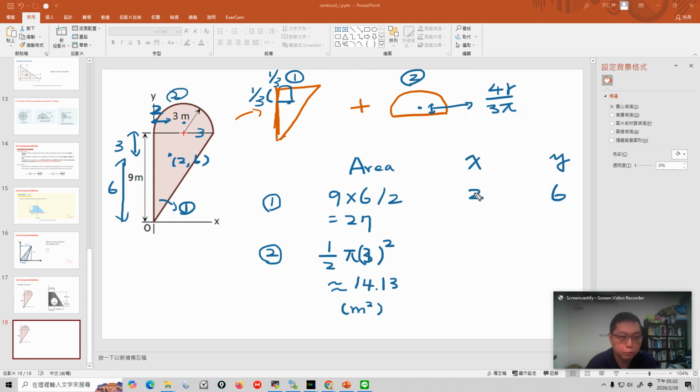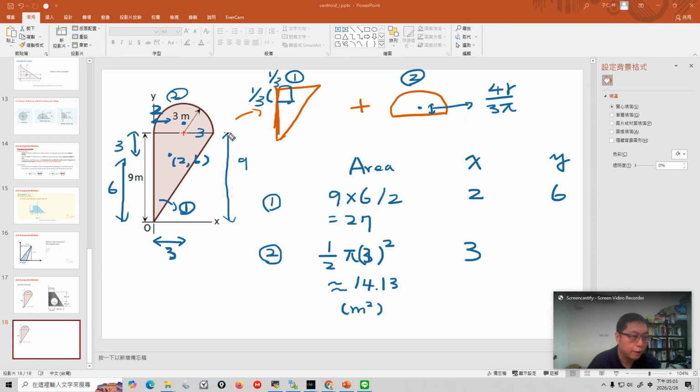Let's go back. We have to be careful because we need to know the coordinate of the centroid of the semicircle area under this coordinate system. The x coordinate is here, and I think the distance is 3. So x is 3. And what is the coordinate of y? The centroid of the semicircle area is here. So here is 9.